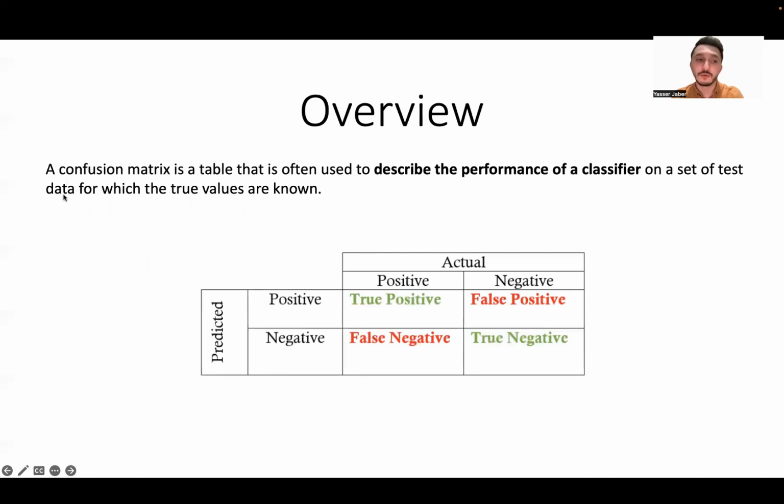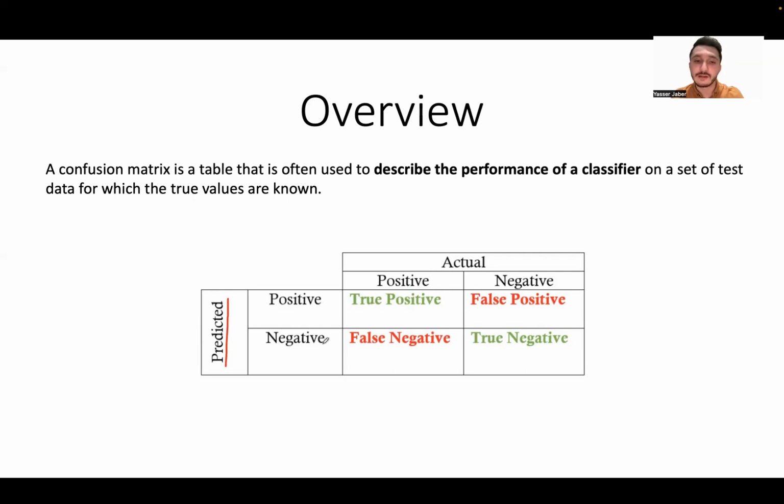So what's a confusion matrix? A confusion matrix is a table, as shown down here, that is often used to describe the performance of a classifier on a set of test data for which the true values are known. So here we can see this is the confusion matrix. On the rows, we can see here the predicted. This is what our model predicted, whether it is positive or negative.